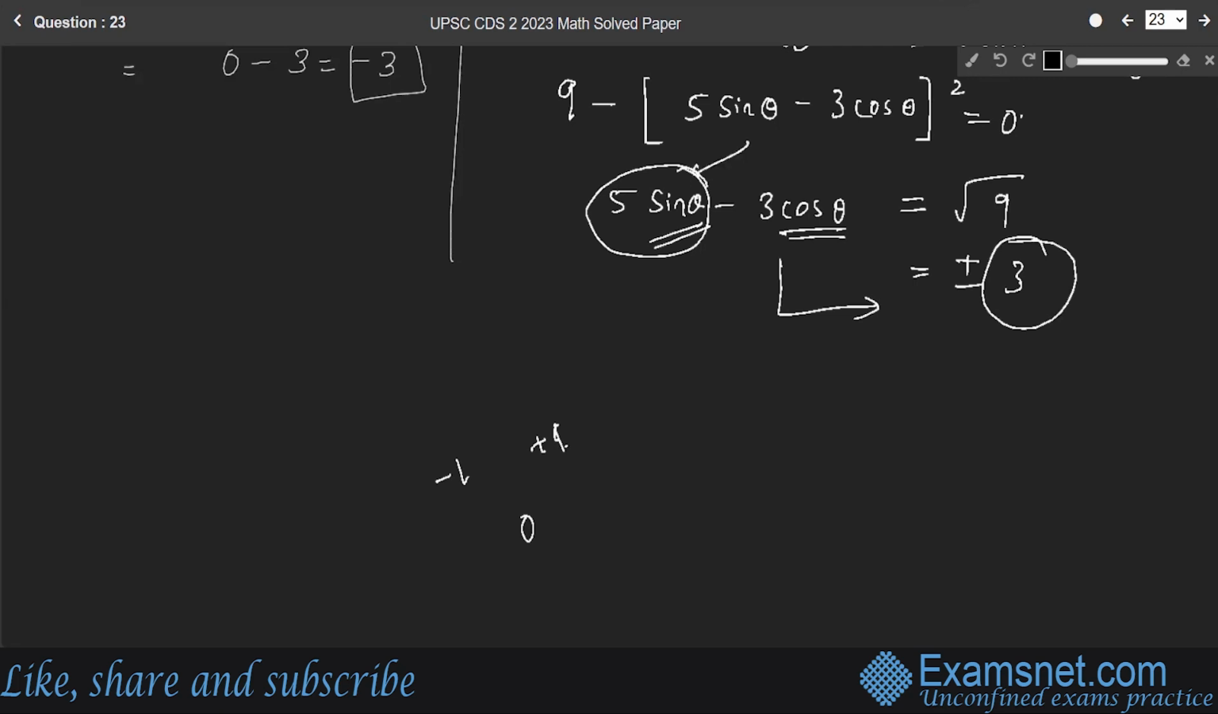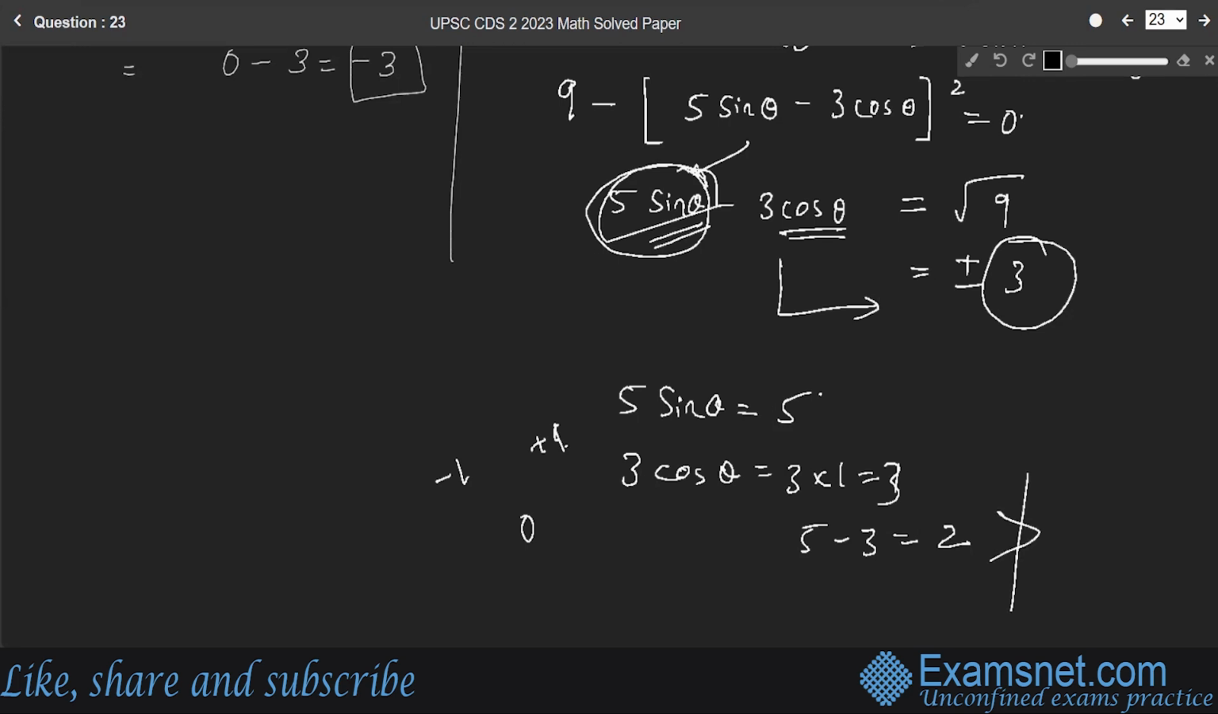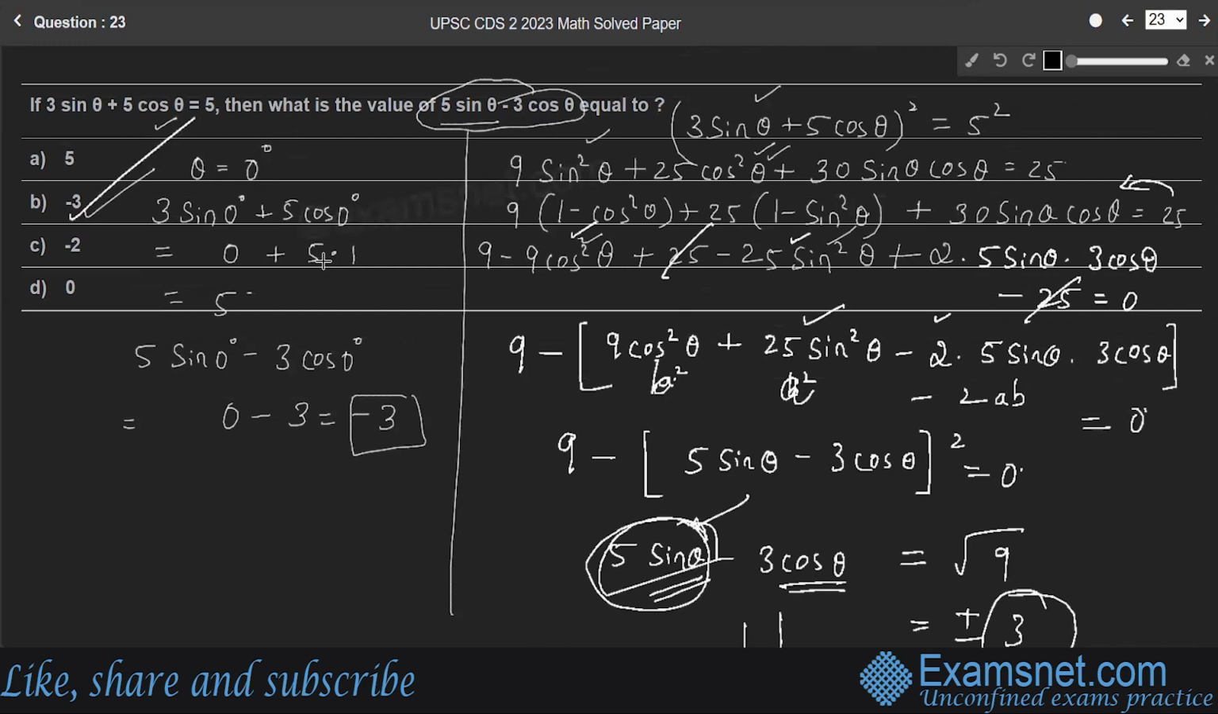For any value of theta, you won't get +3 because sine theta can have a maximum value of 1, so 5 sine theta can be maximum 5. And 3 cos theta can be maximum 3 into 1, which is 3, so that 5 minus 3 becomes 2. So it cannot be equal to more than 2. Therefore, 5 sine theta minus 3 cos theta is obviously -3, the right answer. Hence, option B is the right answer.